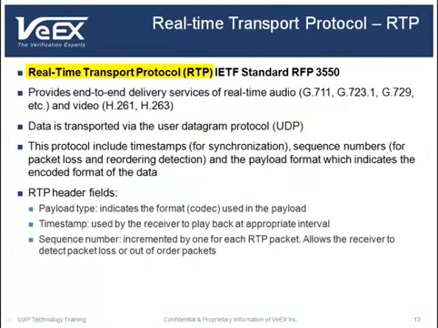Real-time Transport Protocol, which is specially designed for the delivery of real-time applications, is defined by IETF standard RFC 3550. RTP provides end-to-end delivery services of real-time audio encoded through G711, G723.1, G729, and many other codecs, as well as video encoded through H.261 or H.263. This RTP data is transported using UDP.